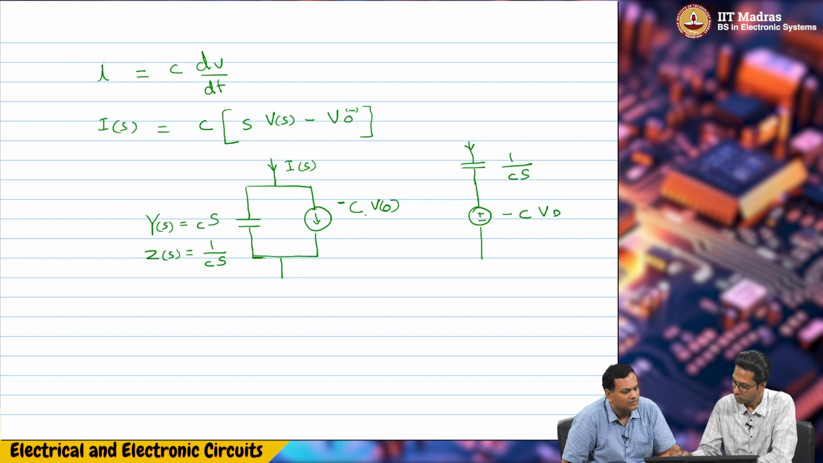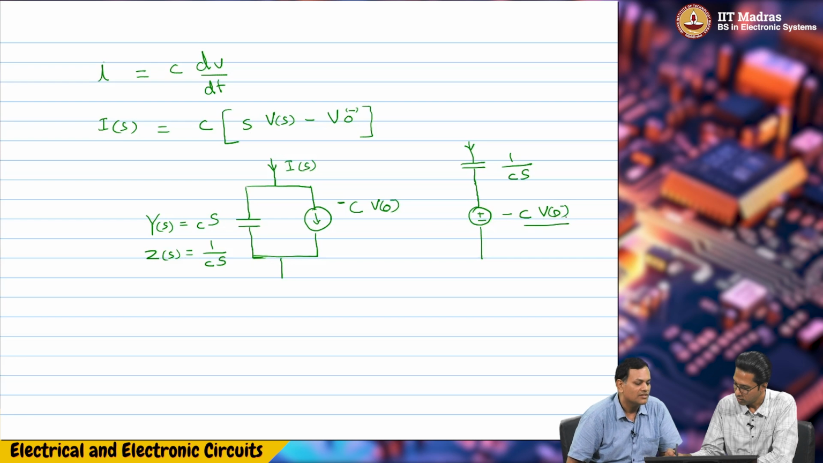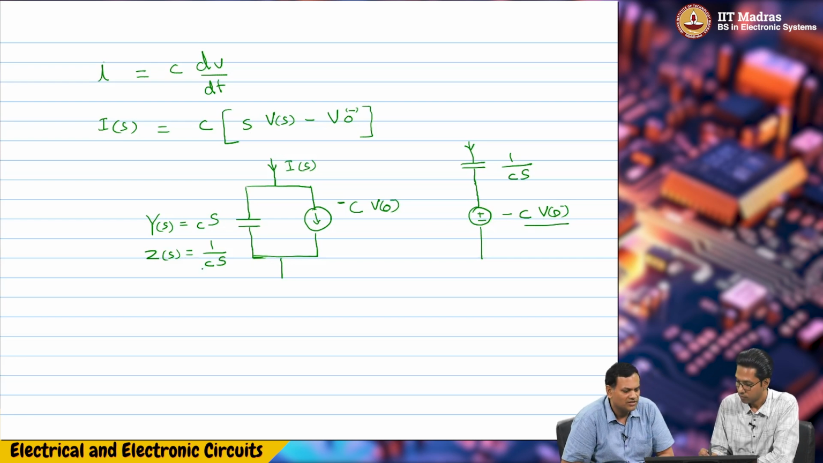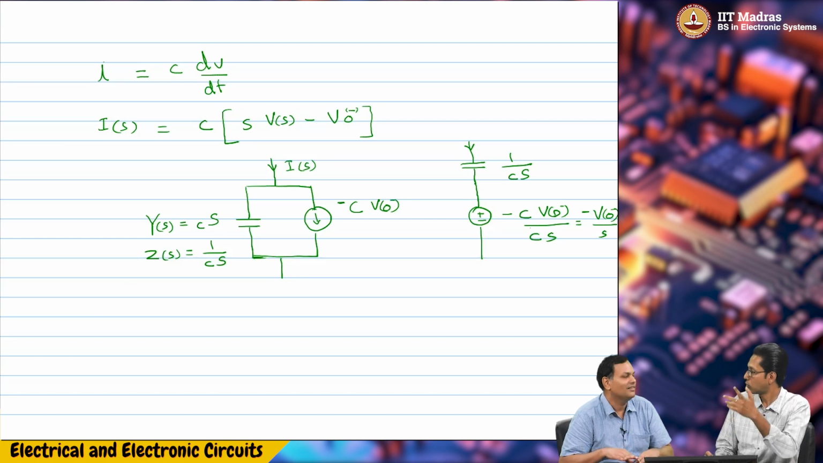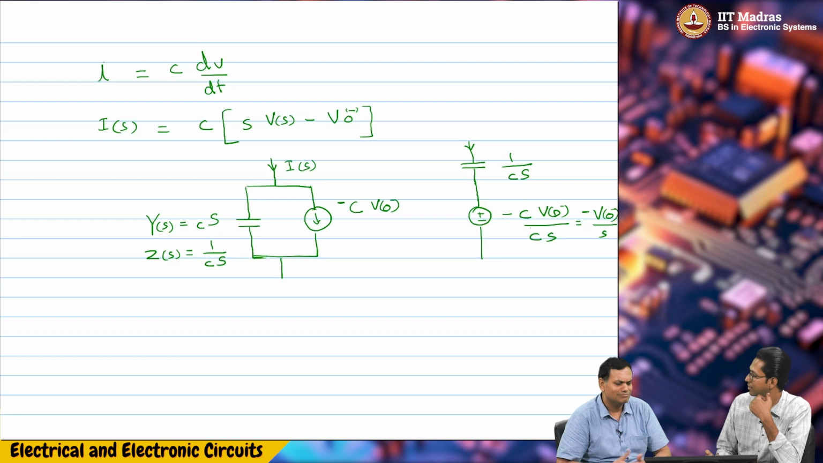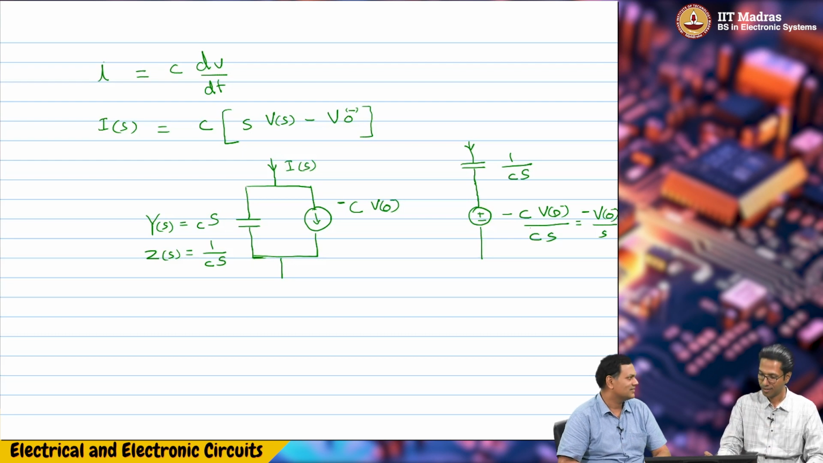I will go step by step. The current is minus C V of 0 minus, multiplied by the impedance 1 by CS. So C will get cancelled, leaving minus V of 0 minus by S. There is a minus symbol also. If V of 0 is a DC value, then its Laplace transform is like U of t, which gives 1 by S. So it's the DC voltage by S.